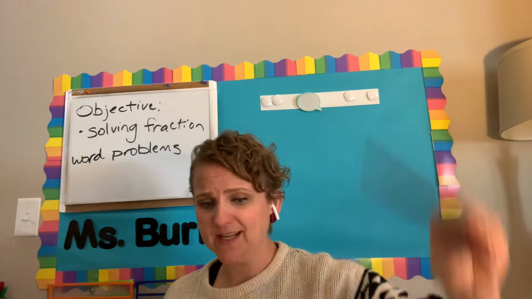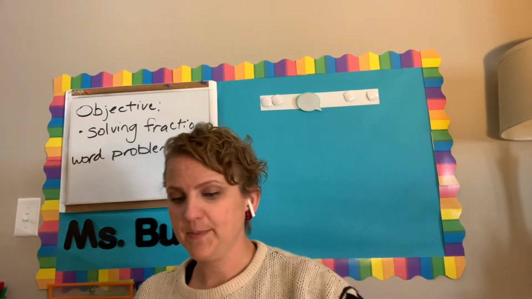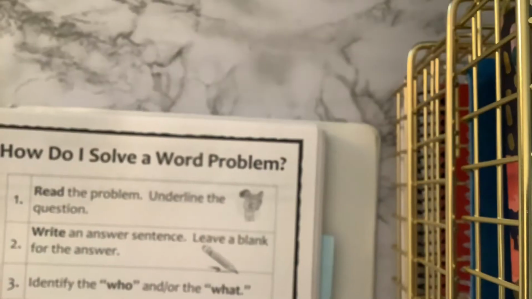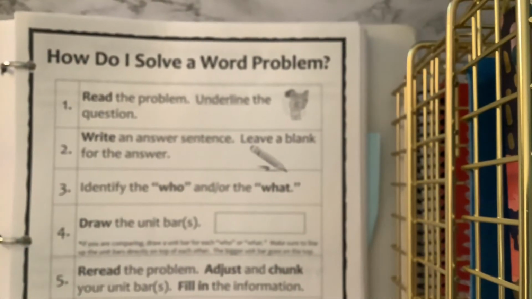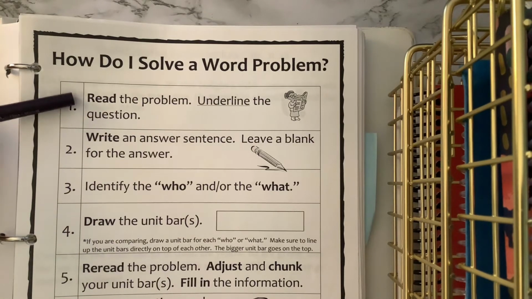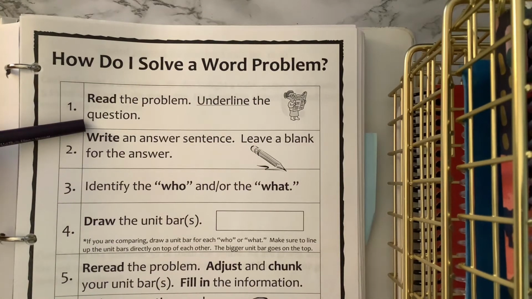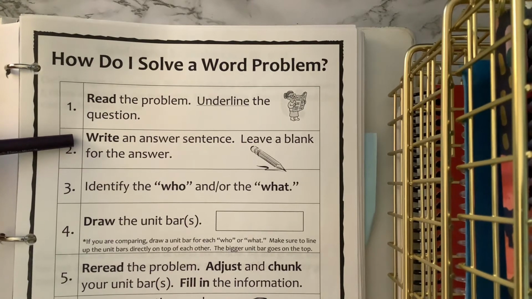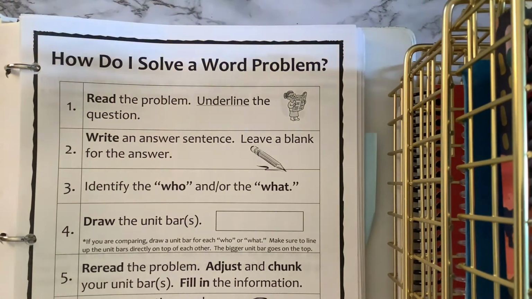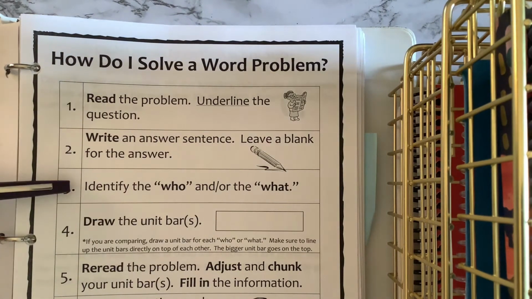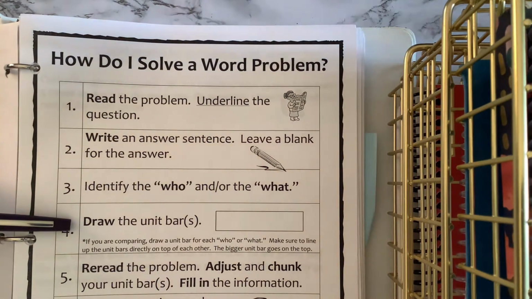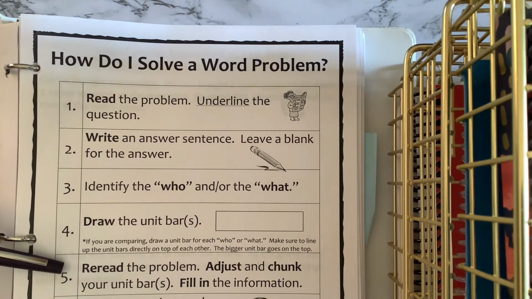The first thing we're going to do today is actually review our word problem steps. So if you can find this sheet in your math resource binder, you will be able to follow along and refresh your memory. So how do I solve a word problem? Remember that step 1 tells you to read the problem and then underline the question. Step 2, we write that answer statement with a blank in place for the answer. Step 3, we identify the who or what. Those are going to be the labels to our unit bars. Step 4, we go ahead and draw our unit bars depending on how many the problem needs.